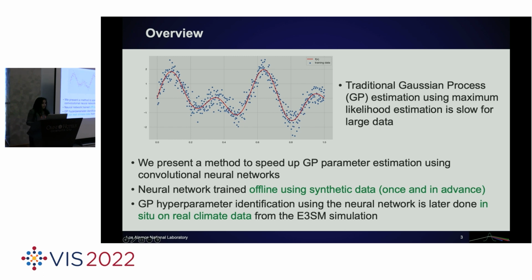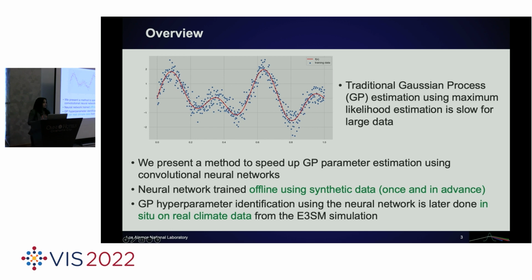One solution we came up with was to fit Gaussian processes to portions of the data and therefore represent the data as a Gaussian process. Mike talked about different ways to do that and how useful that is. However, traditional Gaussian process estimation for really large data uses things like maximum likelihood estimation, which is quite slow. So in this work we presented a different method that used convolutional neural networks to predict the parameters of this Gaussian process.